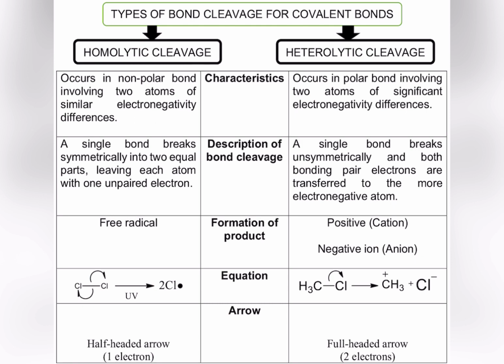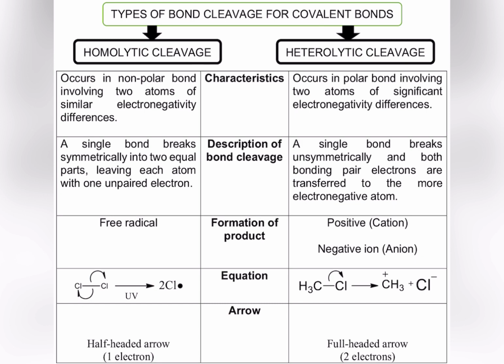The second one, we are going to take a look at the description of each bond cleavage. For homolytic cleavage, a single bond breaks symmetrically into two equal parts, leaving each atom with one unpaired electron. However, for heterolytic cleavage, a single bond breaks unsymmetrically and both bonding pair electrons are transferred to the more electronegative atom. This is where you are going to take note which atom in a polar bond has partial positive charge and which one has partial negative charge.